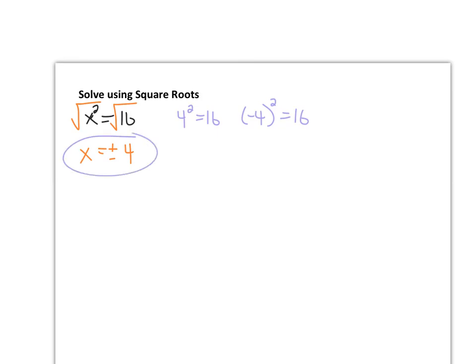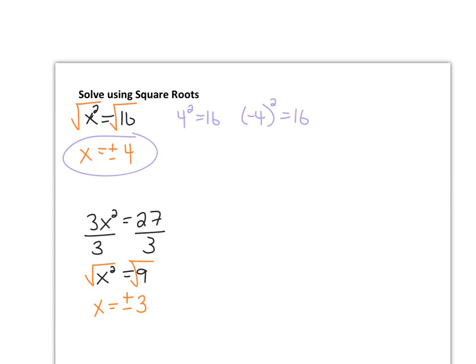All right, we can also use this technique to solve equations like 3x squared equals 27. So our first step here, we want to start by dividing by 3. We get x squared equals 9. Now, I'll take the square root of both sides, and we are left with x equals, again, need that plus or minus, square root of 9 is 3.